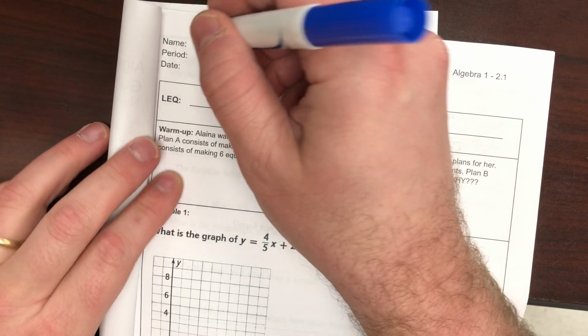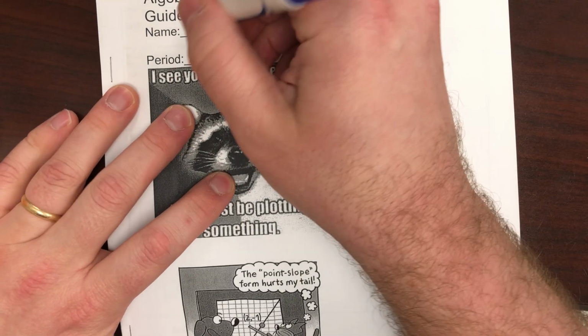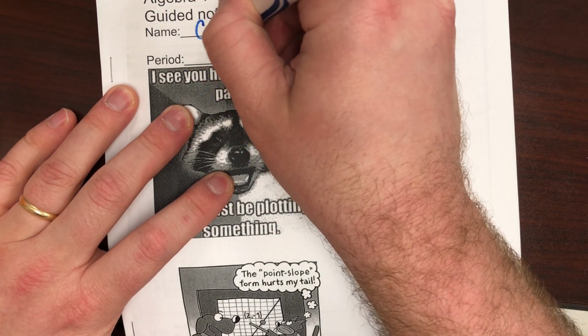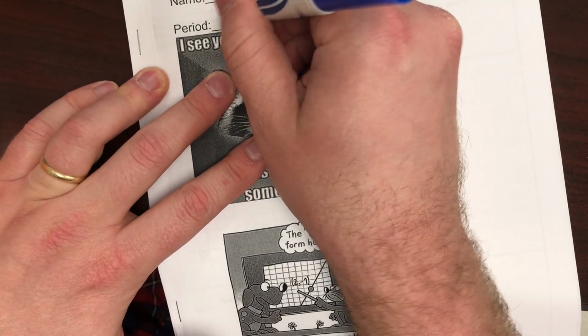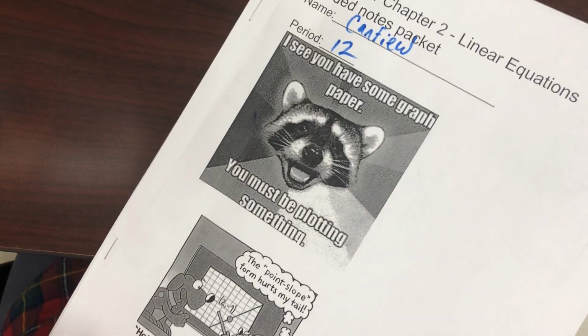The way this packet's going to work, you don't need to write your name every time because it's a packet. Instead, you can just write your name here. So I am in period 12, whatever period you're in, go for it. All right.